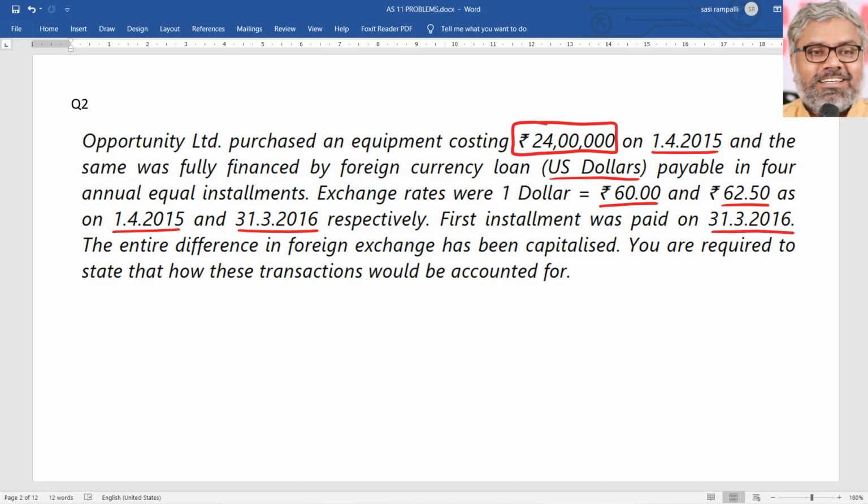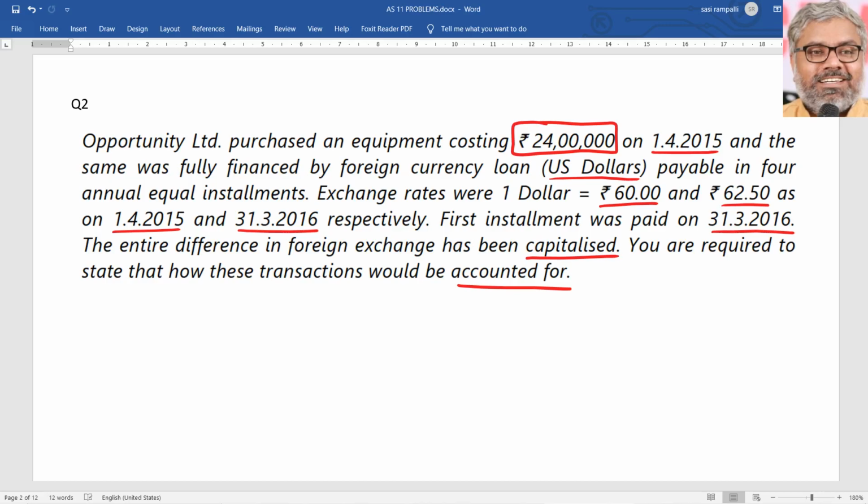The entire difference in the foreign exchange has been capitalized. Very clearly given. So we don't need to do any assumptions and all. When it is clearly given, the exchange difference is capitalized. Do the organizations have that choice or not? Of course they have, according to Accounting Standard 11 and notifications given by the Ministry of Corporate Affairs, as well as further clarifications given. Option is given to the companies for capitalizing the exchange difference to the depreciable assets. They can do that.